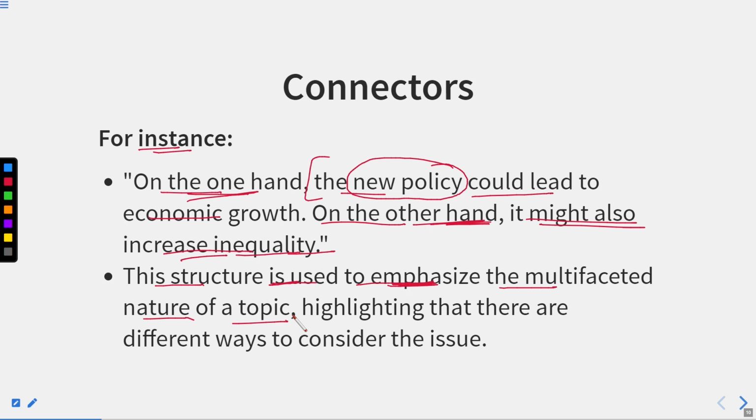For example, a coin has two sides or two facets, that is the head and the tail. Everything has two facets. One is the dark side and another is the positive side. So both sides can be seen here, and this connector emphasizes that multifaceted nature, highlighting that there are different ways to consider the issue.